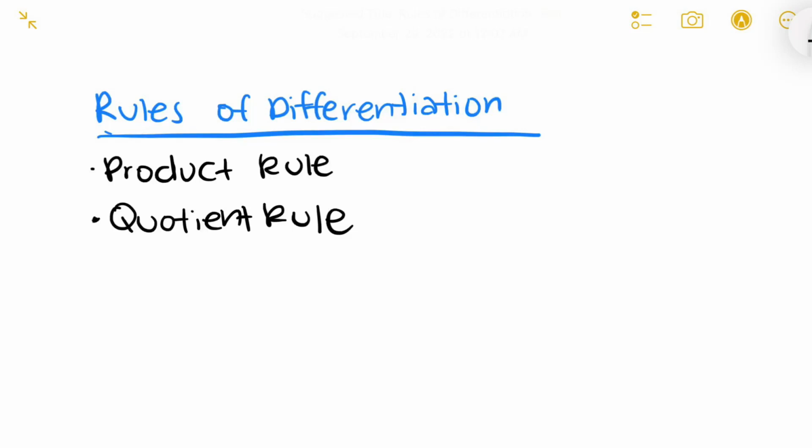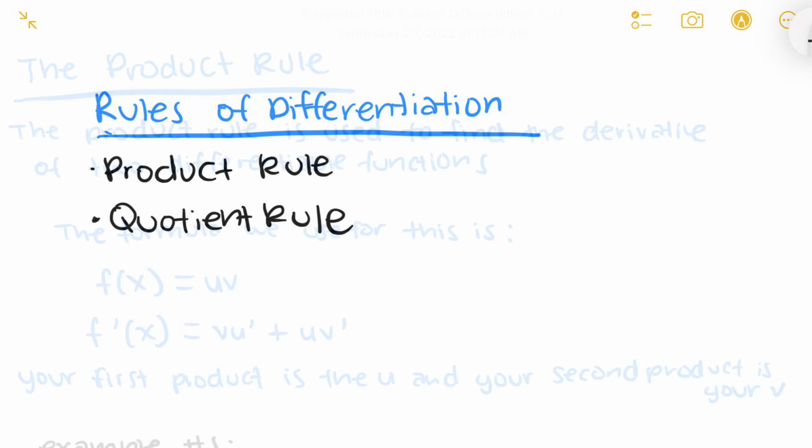Hi everyone, so today we're going to be learning about two of the different rules of differentiation, the product rule and the quotient rule. We're going to be using things from the power rule and constant rule lessons, so if you don't remember that, I suggest going back, and we are going to dive right into it.